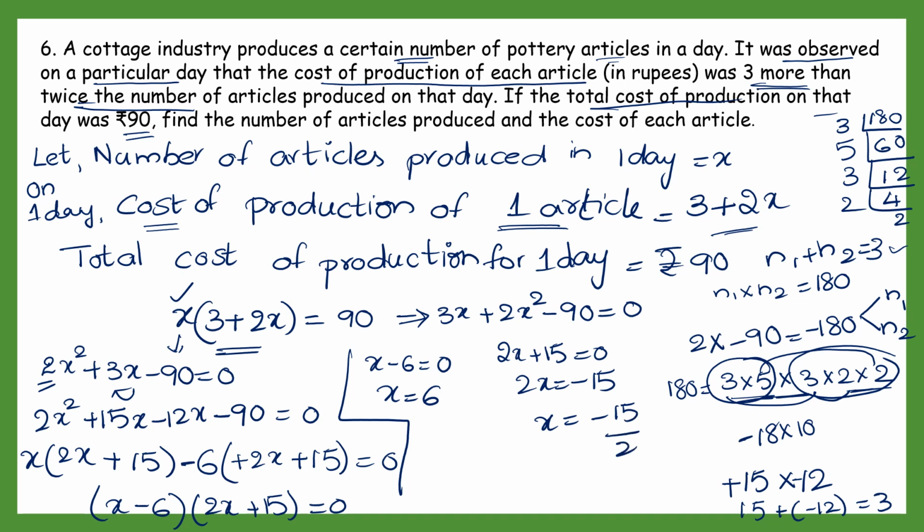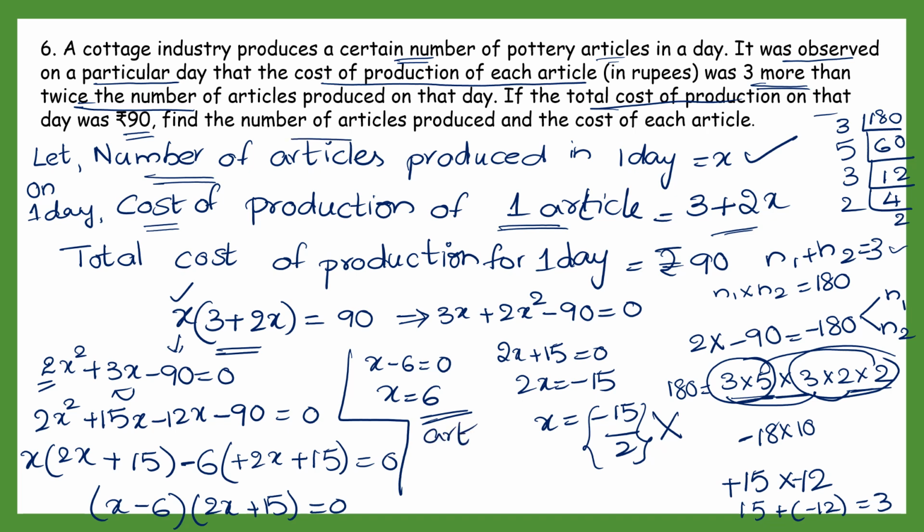What is x here? x is the number of articles produced. Can the number of articles produced be a fraction? Can it be a negative number? Not possible, right? The count of articles will always be a positive number. So minus 15 by 2, you cannot consider. So the answer is, x is the number of articles produced in one day, which is 6 articles.